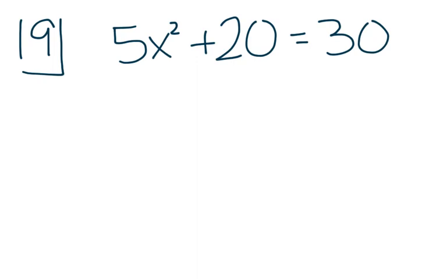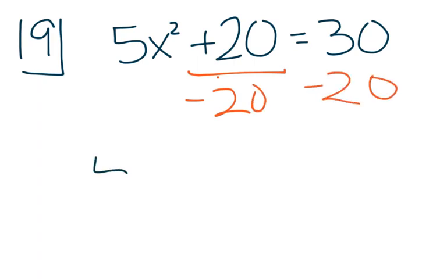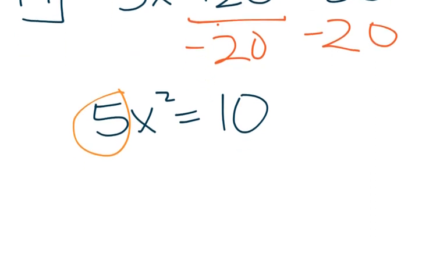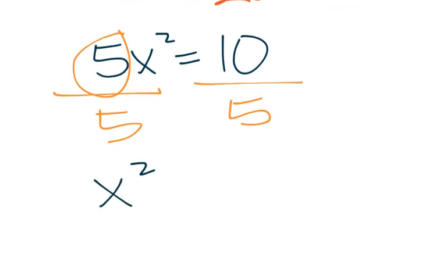Number 19, 5x squared plus 20 equals 30. So first we want to undo everything and get x by itself. So we have this plus 20, so we want to do the opposite to both sides. So we have 5x squared equals 30 minus 20, which is 10. Now we need to get rid of this 5, because we can't find the square root of both sides with that 5 hanging around. So we're going to divide both sides by 5. So x squared equals 10 divided by 5, which is 2.